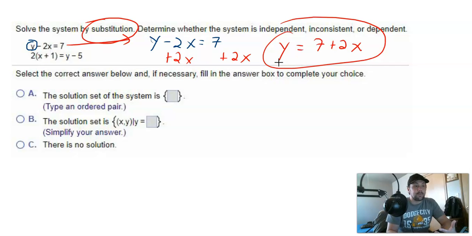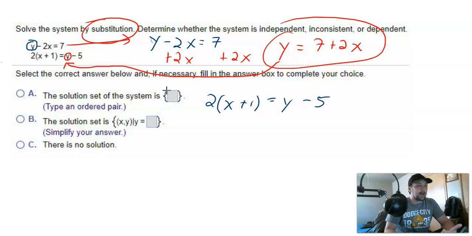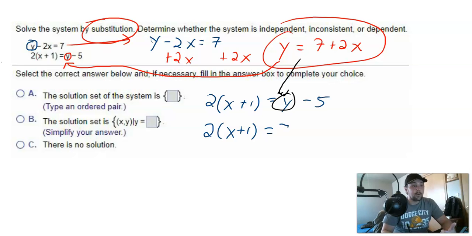Make sure once you've solved it for y, that you substitute that into the other equation that you have not used yet, which would be the bottom equation for us here. So the bottom equation will stay the same. Let me just write it out again here. All right, this is my bottom equation. It's the one I haven't used yet. I'm going to take this equation and plug that in for y right here. So the rest of this is going to stay the same. We'll still have 2 times x plus 1 equals, in place of y, we're going to have 7 plus 2x.